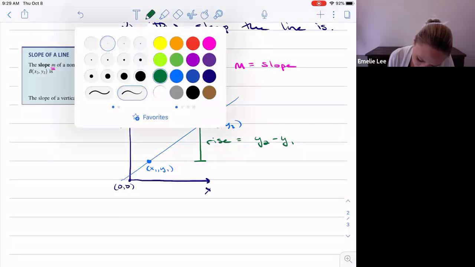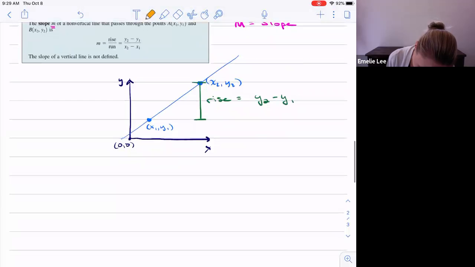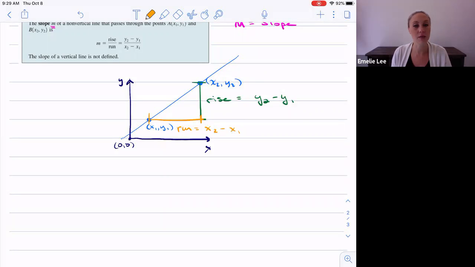And then for the run, the run is the distance between here and here. So the run is the distance between x2 and x1. Same idea. Okay.